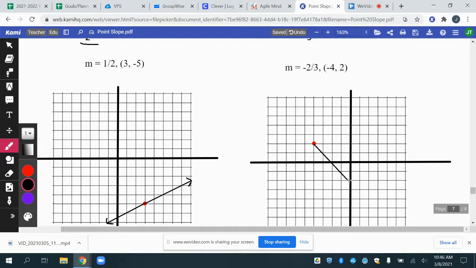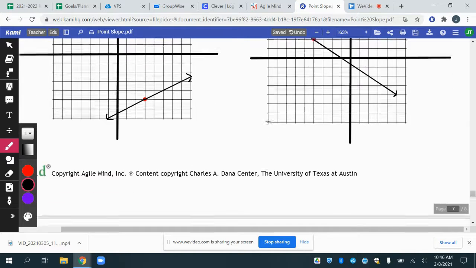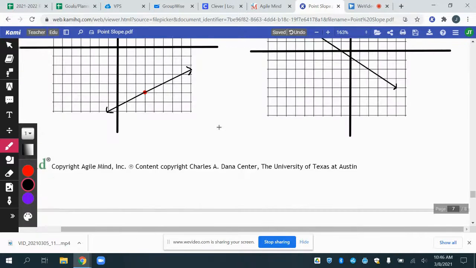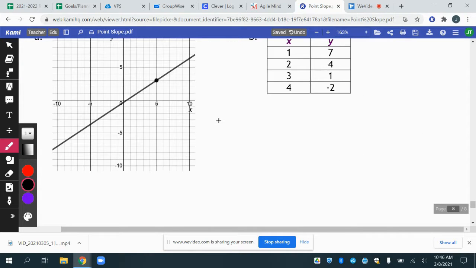Down 2. We also got to go up 2 and 3 to the right. In the opposite direction. And you end up with a line like that. All right. Very good. Hopefully that makes sense. You can pause the video.